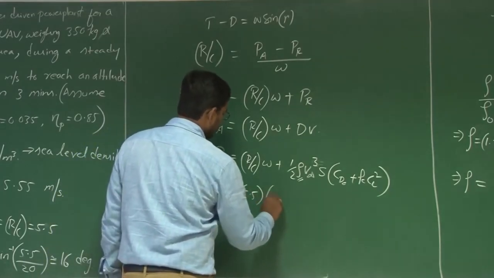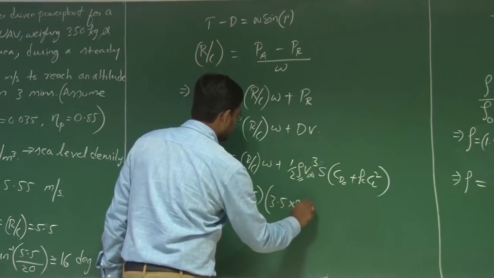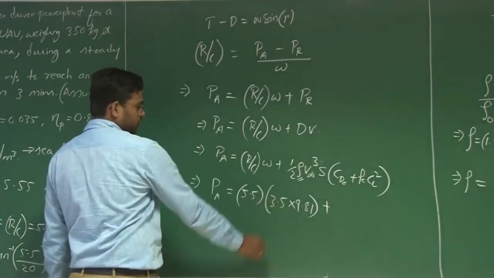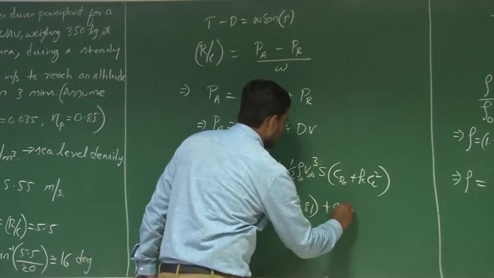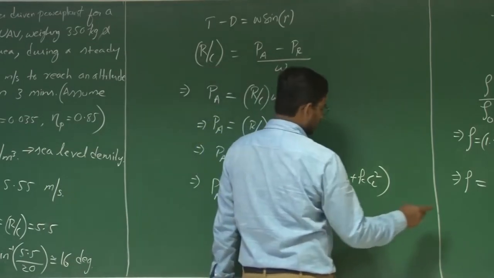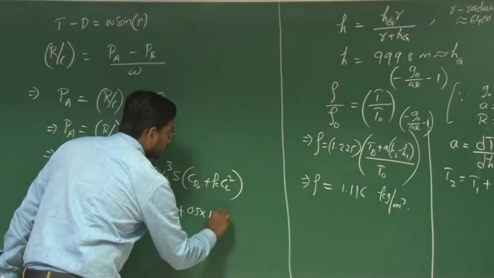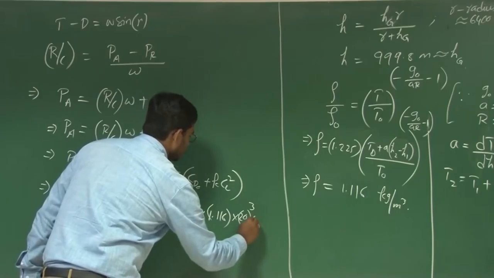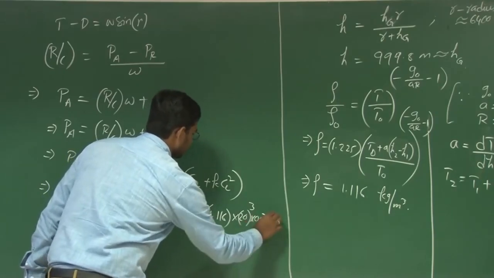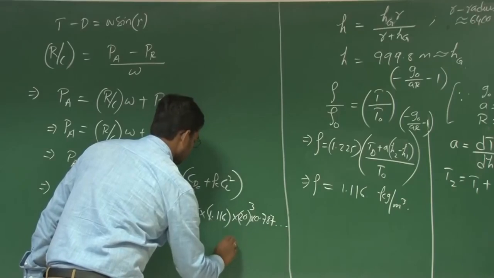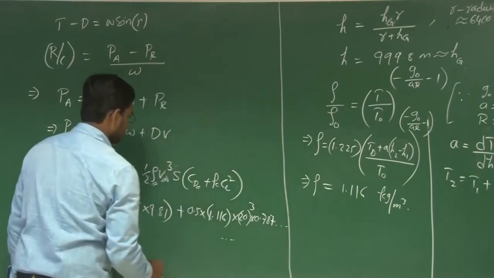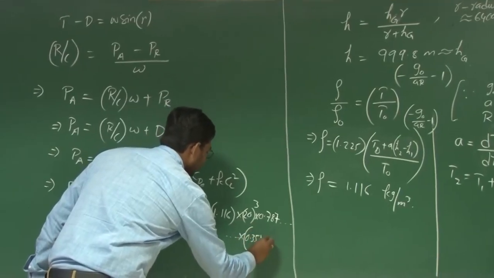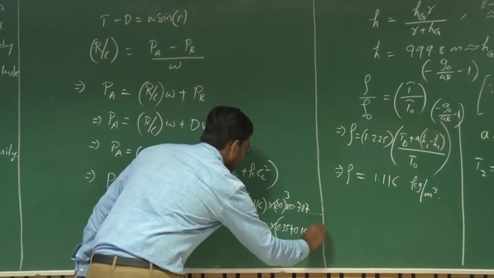5.5 meters per second into 3.5 kg multiplied by 9.81 to convert this into newtons, plus half into, what is the density here, 1.116 into 20 cube into 0.787, multiplied by 0.35 plus 0.16 CL square.